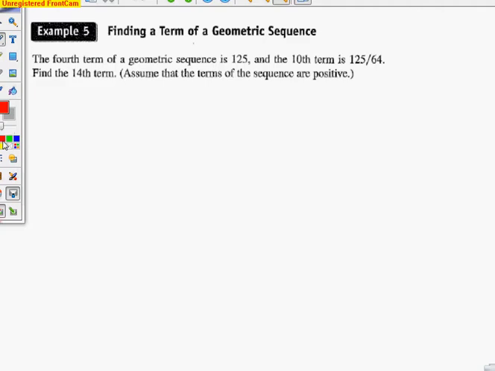In this problem it says the 4th term of a geometric sequence, so again geometric sequence, is 125, and the 10th term is 125 divided by 64. And the question is find the 14th term and assume that the terms of the sequence are positive. So terms are positive, and we'll talk about what that means here in a second. So what we're going to do is write down what we know. I know that a sub 4 is 125, and I know that a sub 10 is 125 over 64.